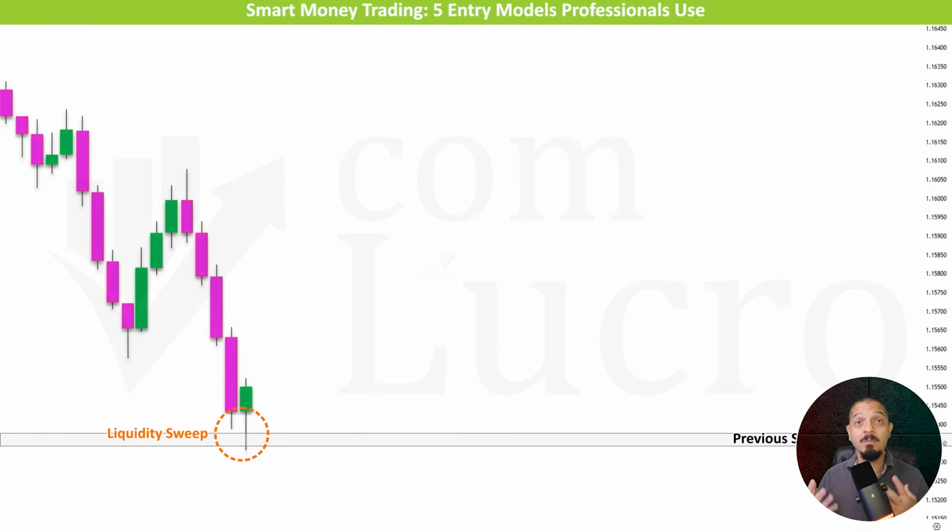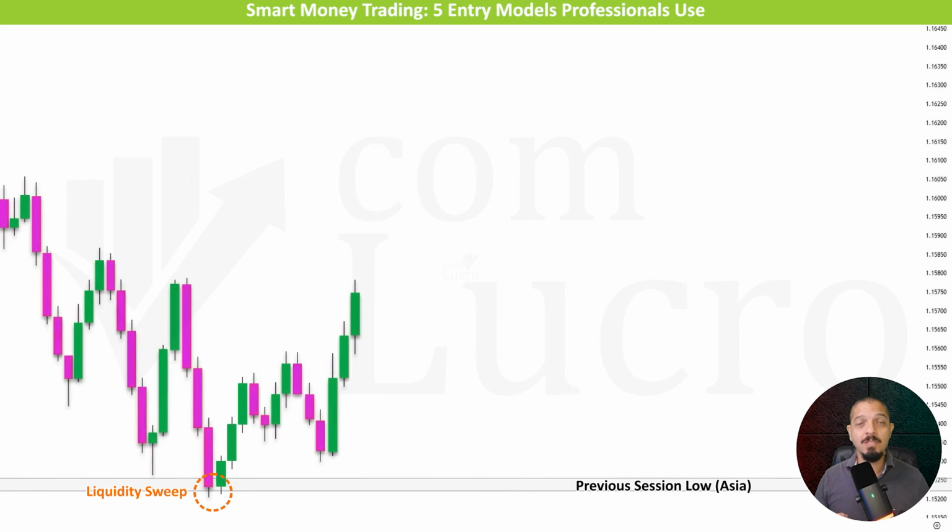Next, let us move to the third entry model, the mitigation block entry model. Among reversal setups, this entry model is considered one of the most powerful you can use. As with the previous models, for this entry to be valid, price must originate from a higher time frame key area, or form this pattern after sweeping a major liquidity level. Without that higher time frame context, the setup loses much of its strength.